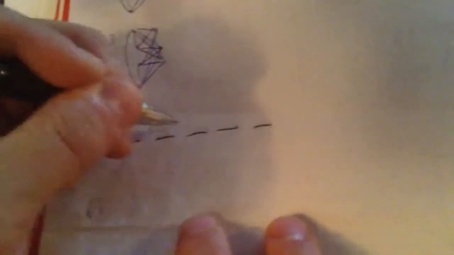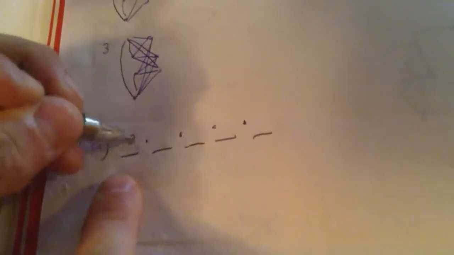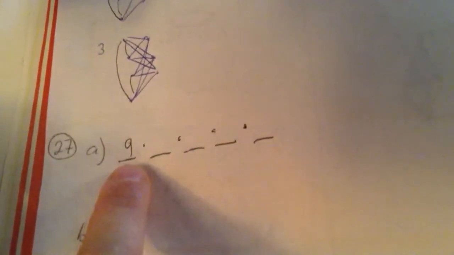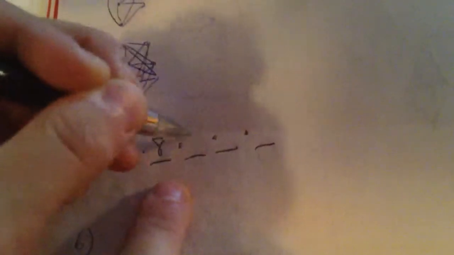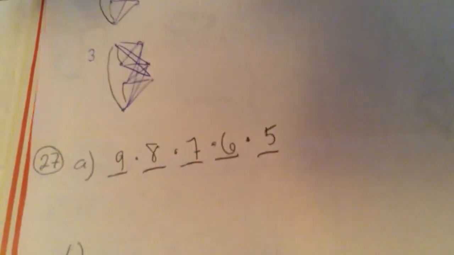Well, there are 5 choices. For the first choice, they can choose any digit except 0. So there are 9 choices. But they can't repeat that choice. So then there are 8 choices, 7 choices, 6 choices, and 5 choices. Multiply those and you'll have the number of possibilities.